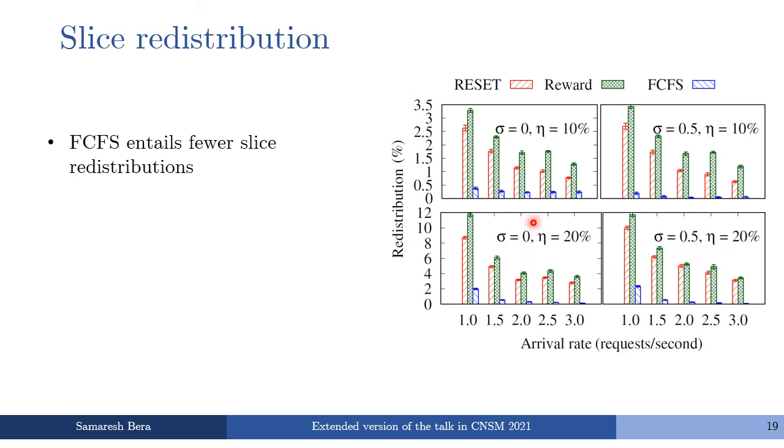So if we see here, we see that the FCFS scheme entails fewer slice redistributions than the proposed scheme reset and the reward. The reason is that in the FCFS scheme, the requests are always served based on their arrival. So even if we consider some of the active slices for potential redistribution, they are preferred first for admission. So that's why the percentage of redistribution is less compared to the reward and the proposed scheme reset. However, we see that when the percentage of edge cloud is increased from 10% to 20%, the percentage of slice redistribution is also increased.